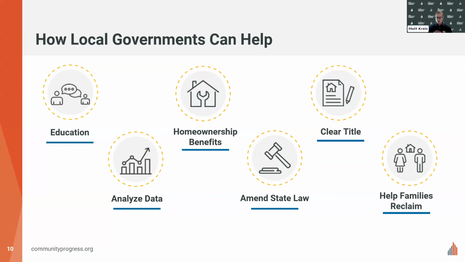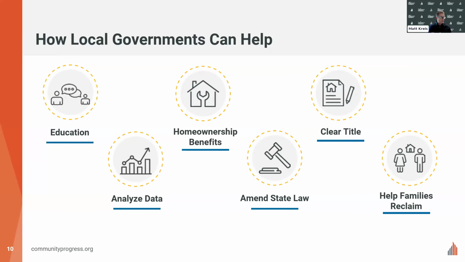Homeownership benefits. Do the grants or loans or weatherization programs or home repair products that are out there, can heirs qualify for those, right? Or is there a way to get them to qualify for them? I think local governments can look at whether or not that's something they can do. In some cases, you're going to need to amend state law, right? And so local governments are going to need to understand where state law is a barrier for heirs being able to access some of those resources.